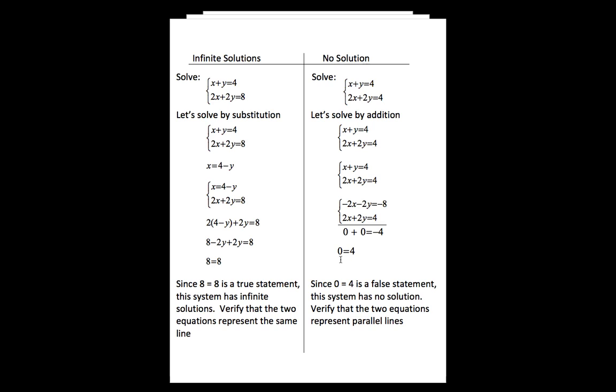So the fact that I got 0 equals 4 when I solved this system by addition verified for me that the slopes were the same but the y-intercepts were different, and therefore I would have no solution.